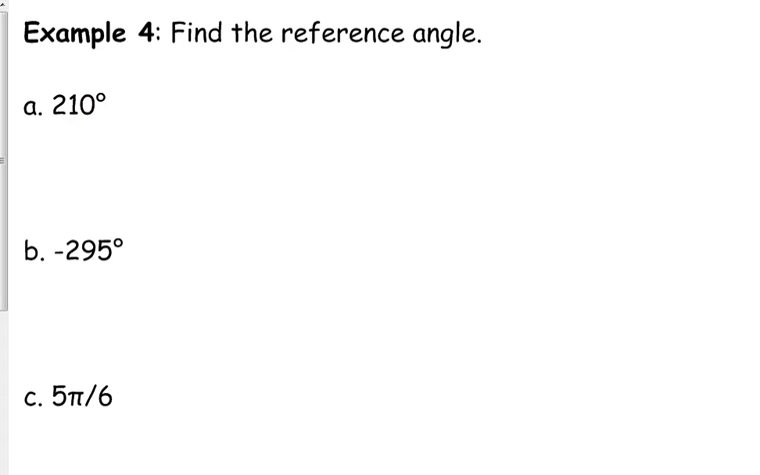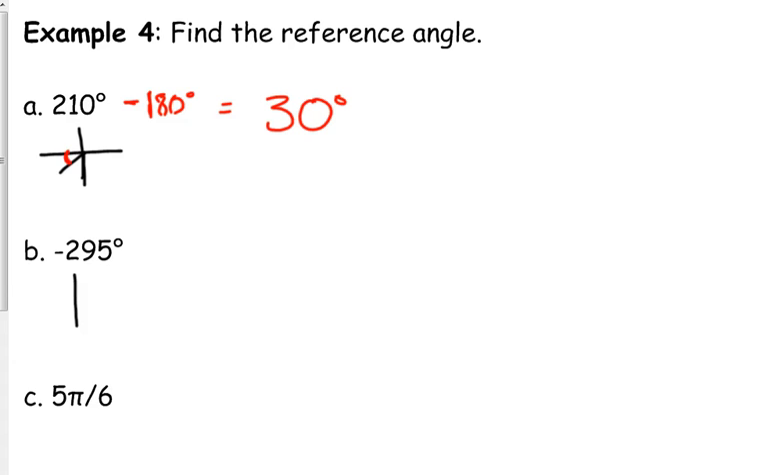Okay, so let's find some reference angles here. 210 degrees. So, a quick sketch of where 210 degrees is. It's just past 180, so it's in this quadrant right here. So its reference angle would be 30, because we're just past 180, so we're talking about this little piece right there, so we need to subtract 180 from that whole angle.